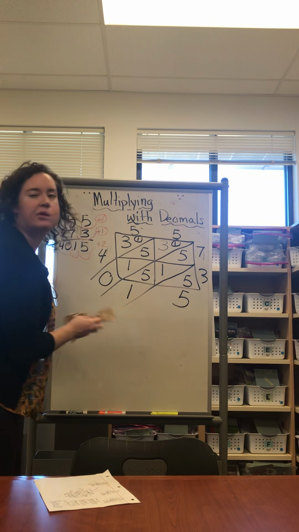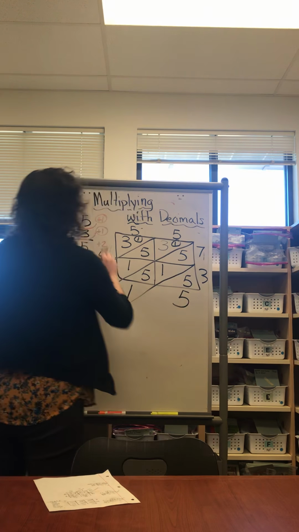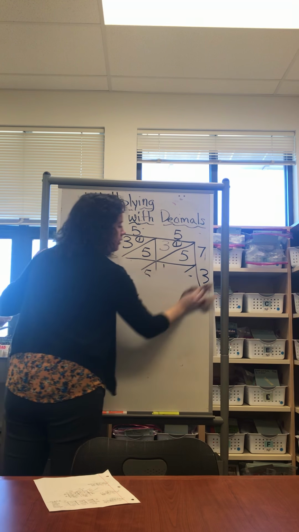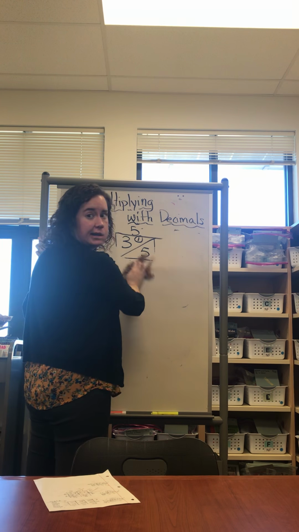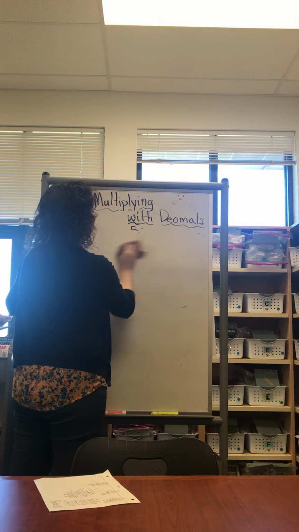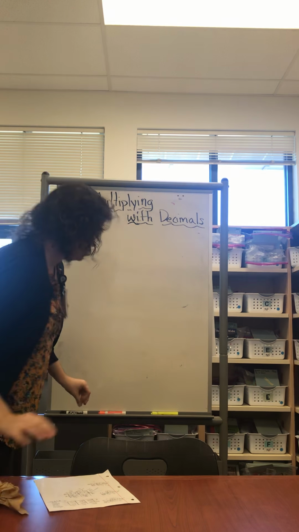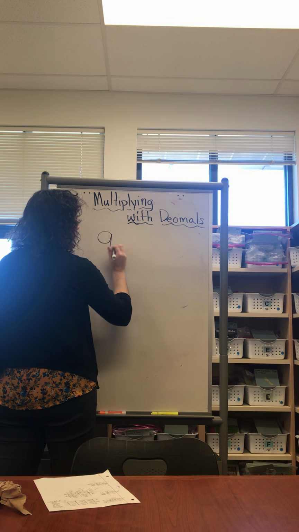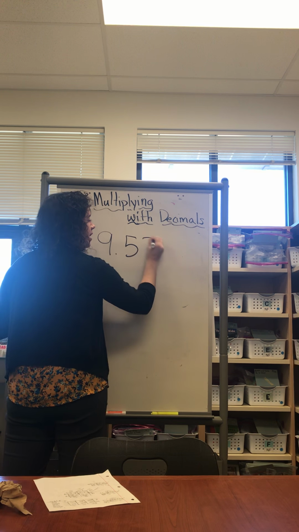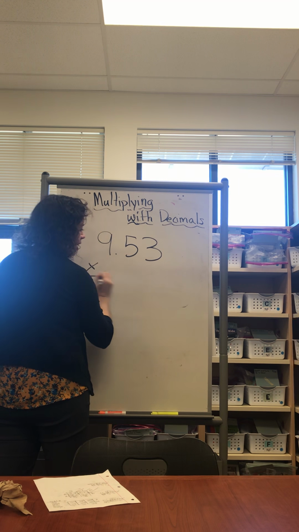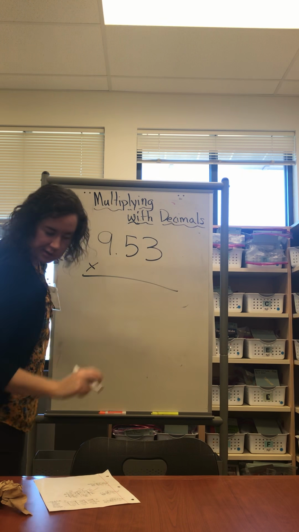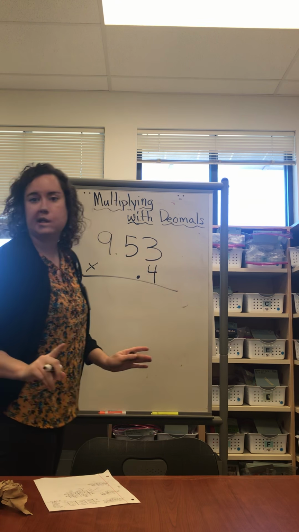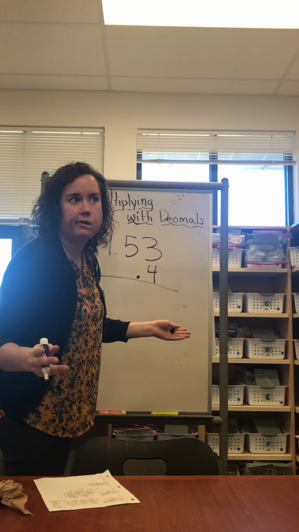Okay, last example. This one's using the algorithm. So parents, this is what you're going to know how to do. Some kids in class are using this, but not everyone. So, okay, I'll do this one really big in the middle. 9 and 53 hundredths times 4 tenths.